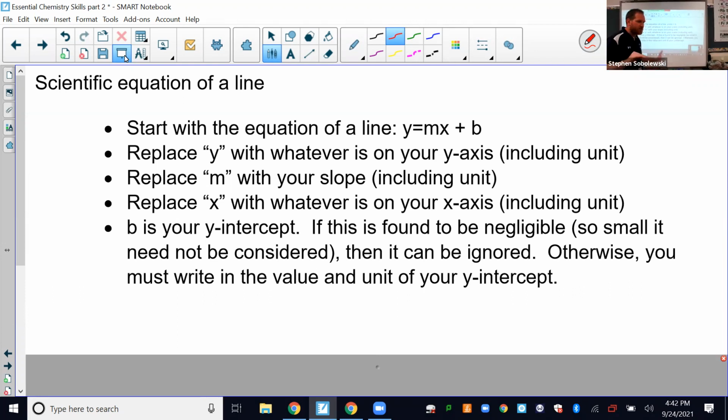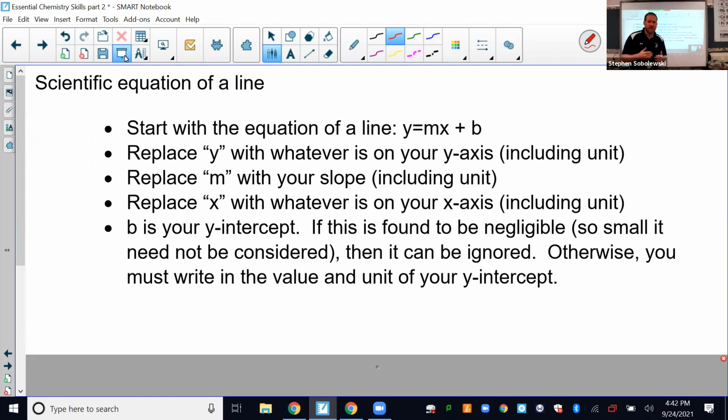Physical science students, this is something we do in chemistry that wasn't done in physical science. I believe in physical science, you just always include the y-intercept, but in chemistry, we're only going to include it sometimes. b is your y-intercept. If this is found to be negligible, meaning so small it need not be considered, then it can be ignored and left out of our scientific equation of a line. Otherwise, you must write the value and the unit of your y-intercept.